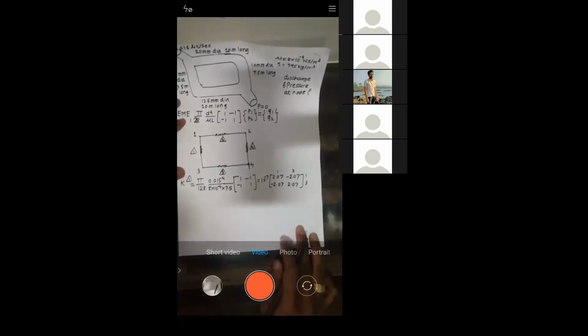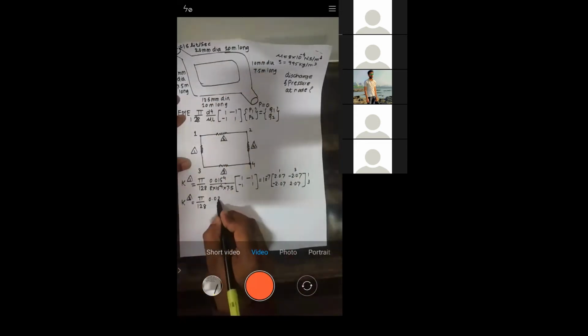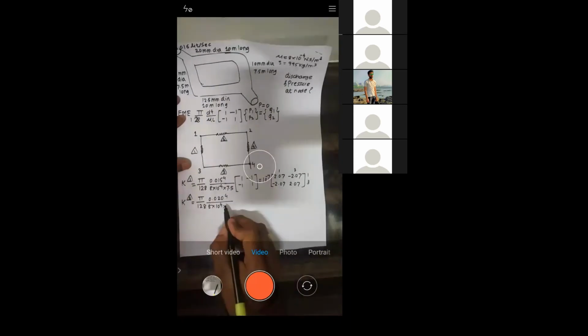Stiffness matrix of element number 2. Again, pi by 128 of element number 2. Element number 2 is here. What is the diameter? It's 20, so 0.020. Mu is same. Into length, which is 10 meter. Right? 1, minus 1, minus 1, 1.